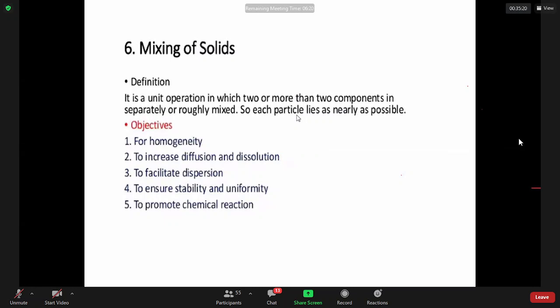Because you are after having homogeneity, you want to increase diffusion and dilution to facilitate dispersion, to ensure stability and uniformity, and to promote chemical reaction. So you do this mixing of solids. Some of these are applied in the manufacture of tablets. So you add their excipients, and some of these excipients which you do are actually because of some of these objectives that you are able to see.